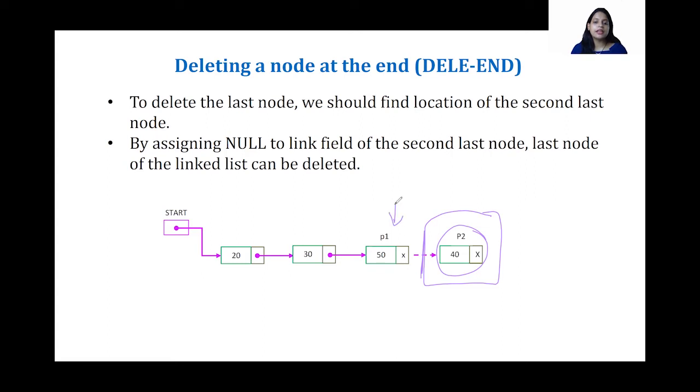This is my second last node and this is my last node. So I need to find out the second last node also. By assigning null to the link field of the second last node, the last node of the linked list can be deleted. As simple as that. How am I going to remove this link? Whatever address is written over here, I'm going to remove that and replace it with null. When I do that, this established link gets disconnected and I can free this particular node, right? Let us go ahead and see the algorithm for this one.